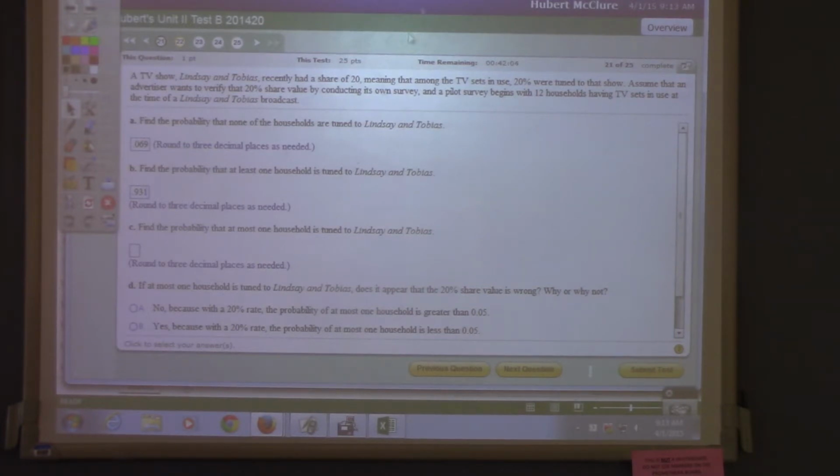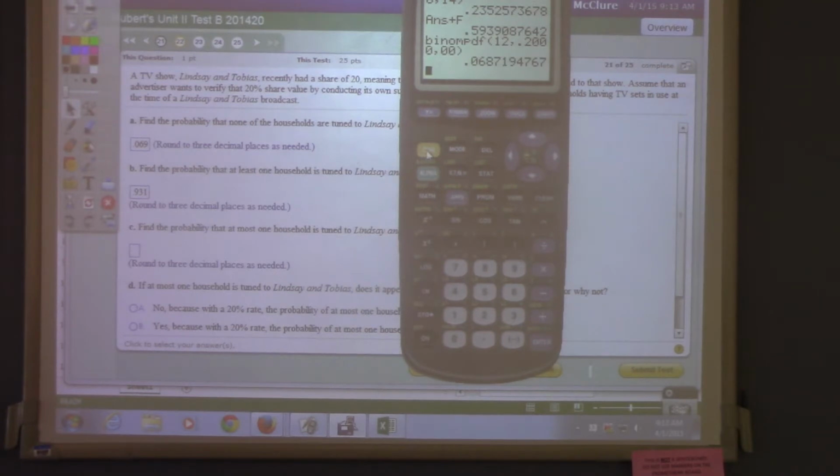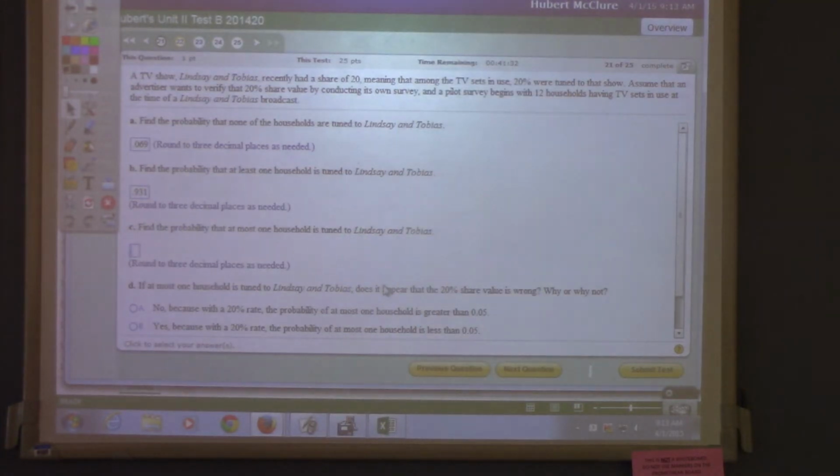Okay? At most 1. So what does that mean? You take 0 and 1 and add them together. So we got 0 right there, so we got to do 1. So take your handy dandy calculator, second entry, and put a 1 right here. Enter, and you're going to add that to 0.069. I got 0.275. So that's 28%.